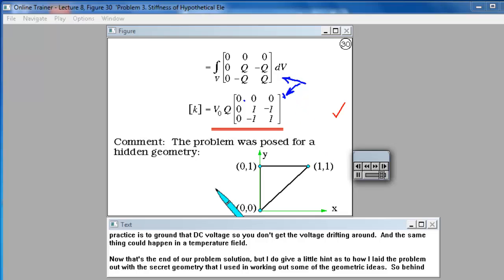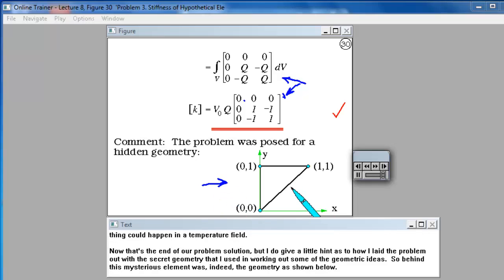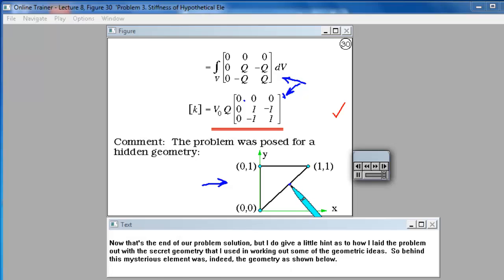Now, that's the end of our problem solution, but I do give a little hint as to how I laid the problem out with the secret geometry that I used in working out some of the geometric ideas. So behind this mysterious element was indeed a geometry as shown below.